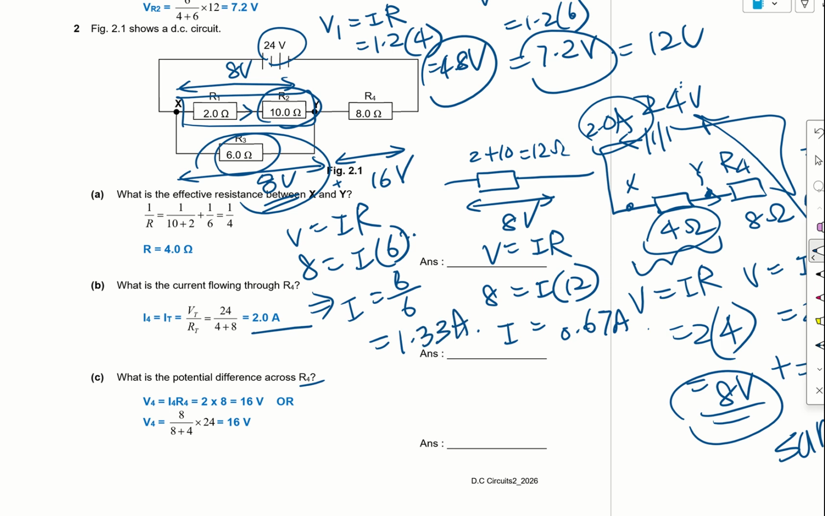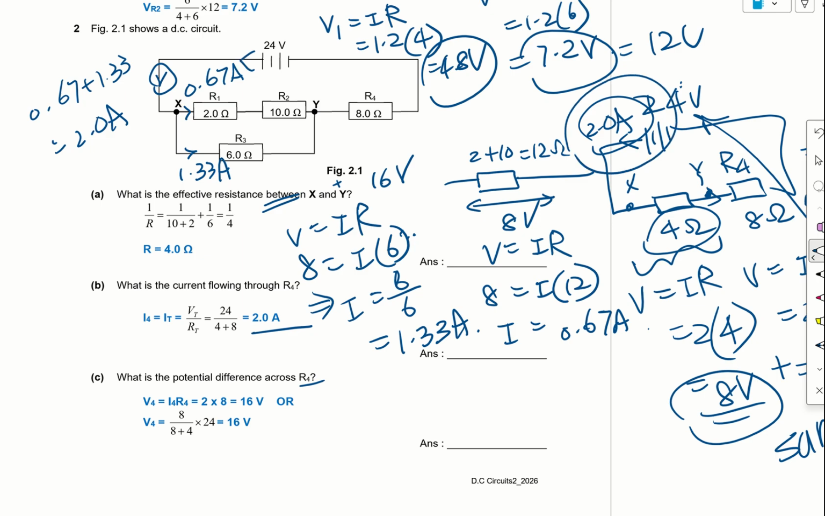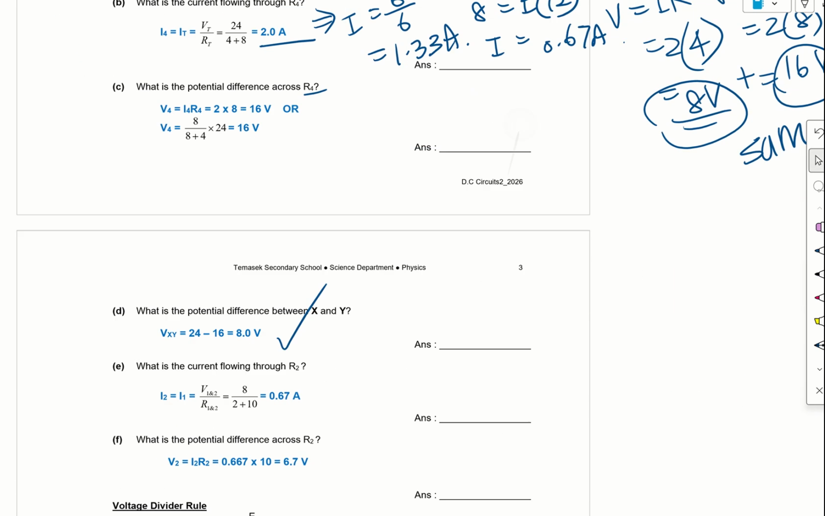Okay. Now, you know the current in a parallel circuit is the sum. That means the current here is 0.67 ampere. Here is 1.33 ampere. And if you sum them up, it will actually be 0.67 plus 1.33 equals 2 ampere. Now, did we get the current coming out from the battery to be 2 ampere? Yes. So this is another way that you can check in your exam that all your calculations make sense.